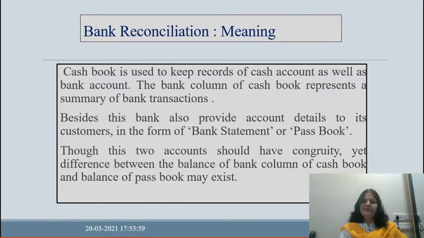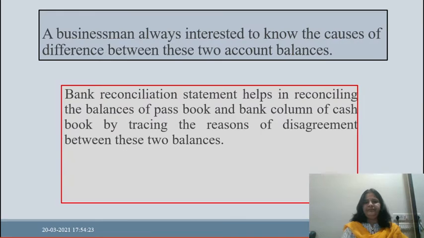Cash book is used to keep records of cash account as well as bank account. The bank column of cash book represents a summary of bank transactions. Besides this, bank also provides account details to its customers in the form of bank statement or passbook. Though these two accounts should have congruity, yet a difference between the balances of the bank column of cash book and the balance of passbook may exist. Bank reconciliation statement is prepared to find out the difference between these two balances.